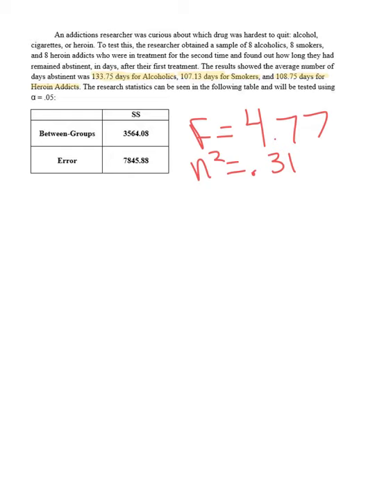Now, the obtained test statistic for F just tells us somewhere there is a significant difference. Somewhere within all of this information is a significant difference. It just doesn't tell us where. So, with that, we're going to do post hoc tests.